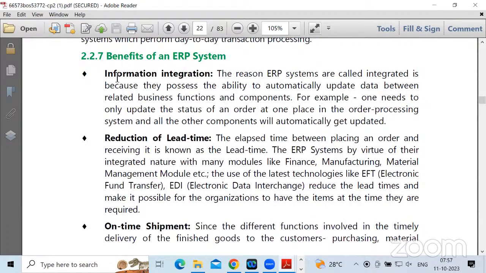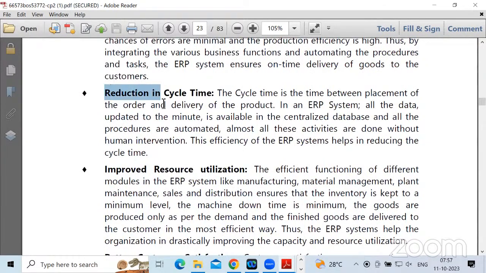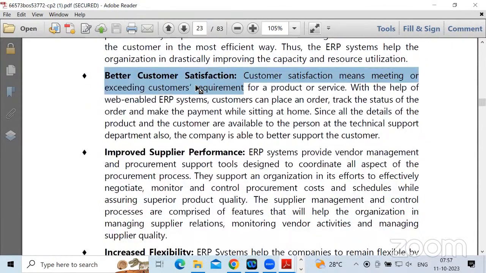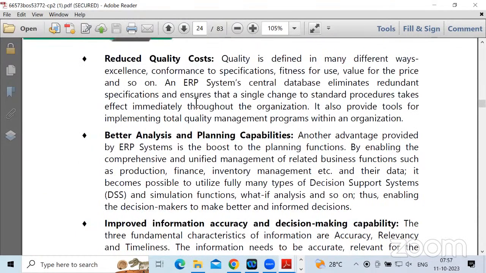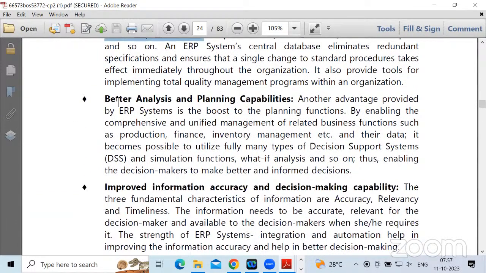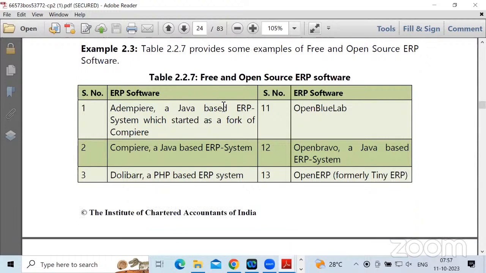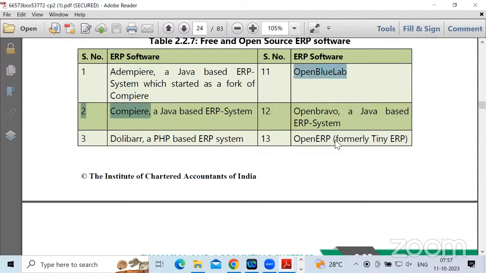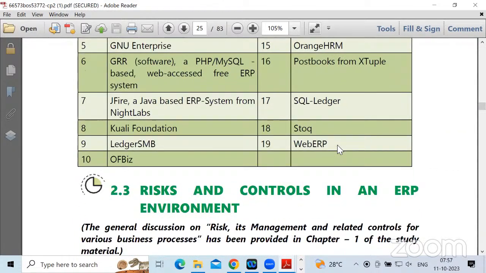The benefits of ERP: information integration, reduction of lead time, online shipment, reduction of cycle time, improved resource utilization, better customer satisfaction, improved supplier performance, increased flexibility. What is flexibility? Modules, according to our requirement, you can increase or decrease the size. Reduce quality cost, better analysis and planning capabilities, improve information accuracy and decision making, use latest technologies. These are all examples of advantages. Now, ERP software examples they are given: Open Blue Lab, Open Bravo, Open ERP, Open Tabs, Orange HRM, SQL Ledger.